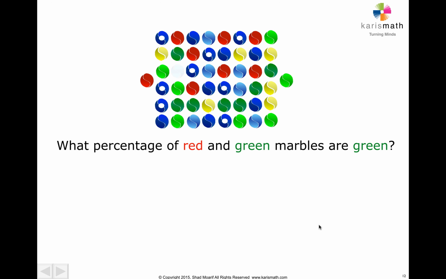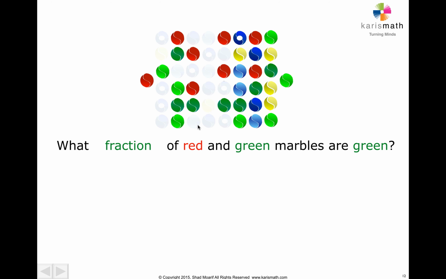Every time you're asked a question on percentages, always first figure out of how many. For example, here, what percentage of red and green marbles are green? What percentage of red and green marbles, that means the total number of marbles that you're selecting from are red and green marbles. So get rid of all the other colors. Get rid of all the blues and yellows. So you've got rid of blues and the yellows. So you're left with just red and green marbles.